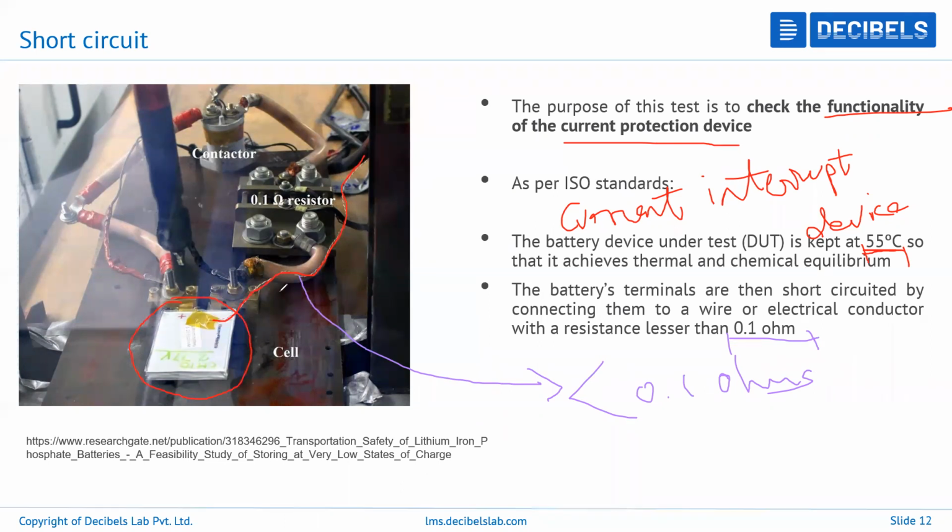Because this kind of test, this short circuit test, is actually very, very rigorous. It is quite a difficult test, and usually this is where the battery or the cell would face quite a tough time. So when the battery or the cell passes this test, it is deemed roadworthy.